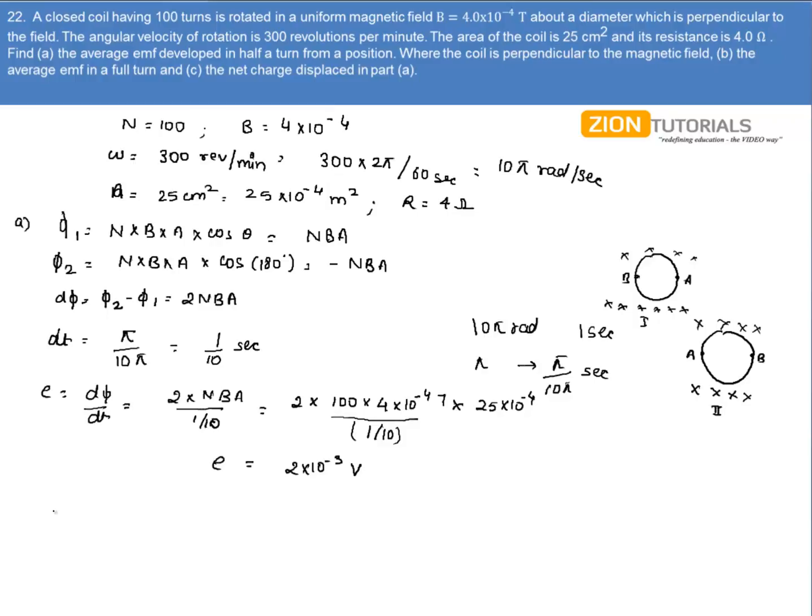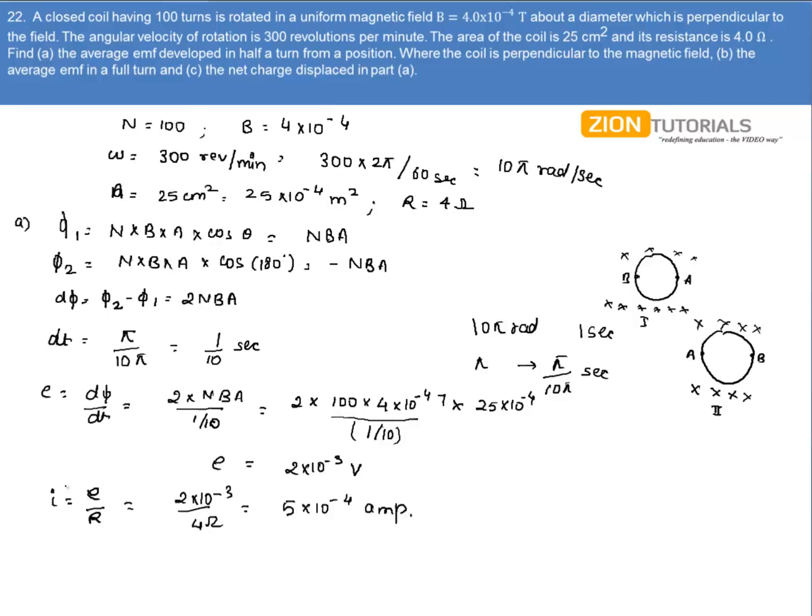Now to calculate the current, we have I equals E by R, that is Ohm's law. The EMF is 2 into 10 to the power minus 3 and resistance is 4 ohm. So the answer comes out to be 5 into 10 to the power minus 4 amperes.